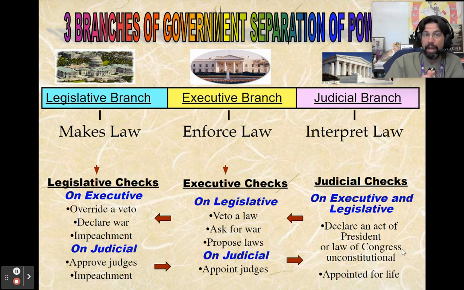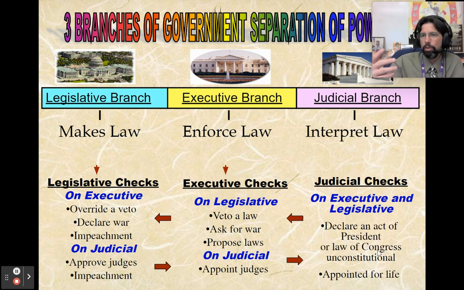And of course, they are appointed for life. And this is actually a check. So the Supreme Court doesn't have to worry about elections or politics. They can make their ruling regardless of the president, regardless of the members of Congress. They have the ability to take care of business and call things unconstitutional for the rest of their life.